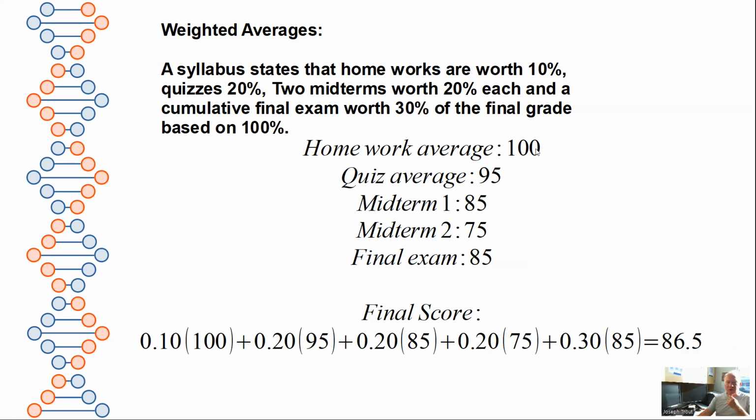So in this case, what we would do is, let's say your homework grade was 100, so it was perfect. Then your quiz grades average was 95, and you got an 85 and a 75 on the midterms, and an 85 on the final. So then the homeworks are worth 10%, that's 0.1. The quizzes are worth 20%, that's 0.2. And then the midterms are worth 20%, that's 0.2. And finally, the final is worth 30%, which is 0.3. And we end up with 86.5 for your final grade.